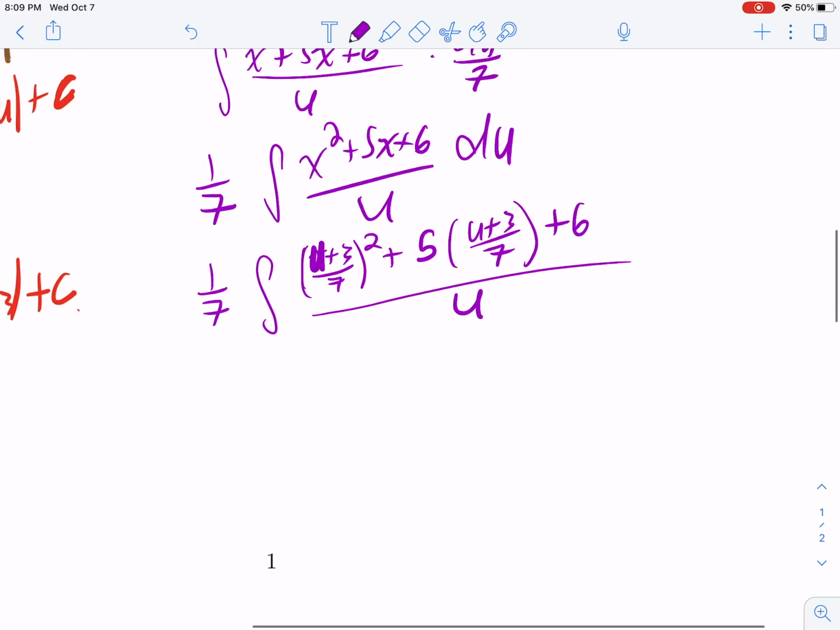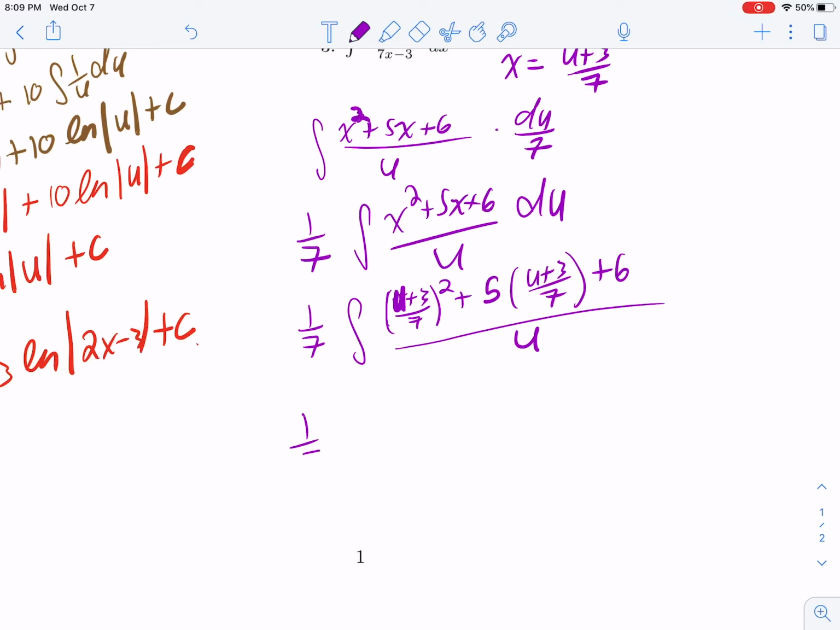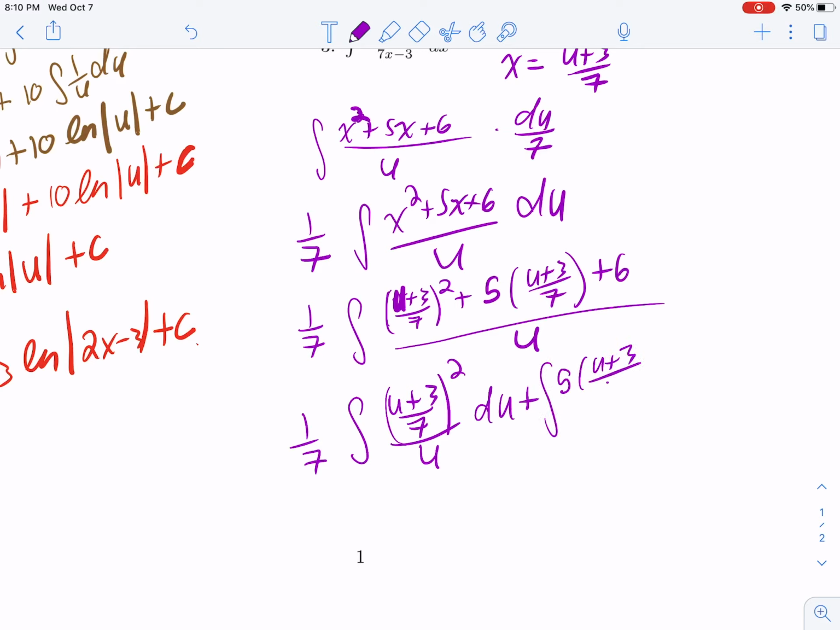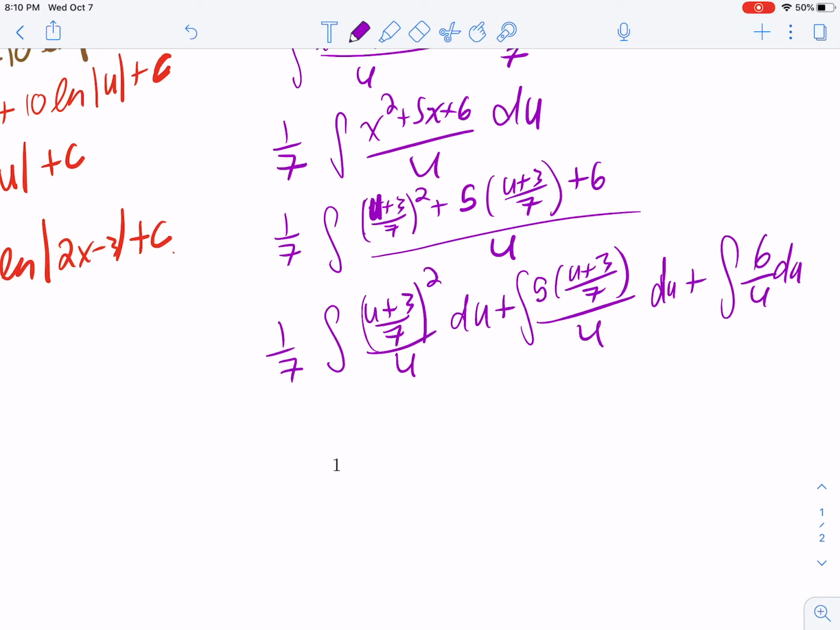And now we can do a similar trick to what we did before. This is 1 over 7, then we have the integral of (u plus 3 over 7) squared over u du, plus the integral of 5 times (u plus 3 over 7) over u du, plus the integral of 6 over u du. Little complicated, but we're okay so far.